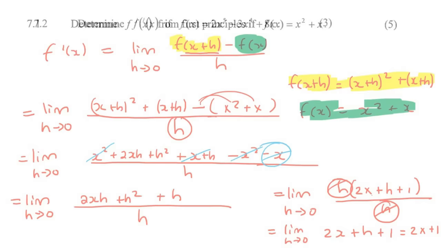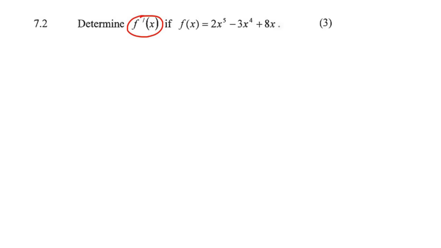Determine the first derivative of that. Okay, but it's only 3 marks, so you don't have to go use first principles. Thank goodness, that would be horrible. So let's just write this thing down. f of x equals 2x^5 minus 3x^4 plus 8x.